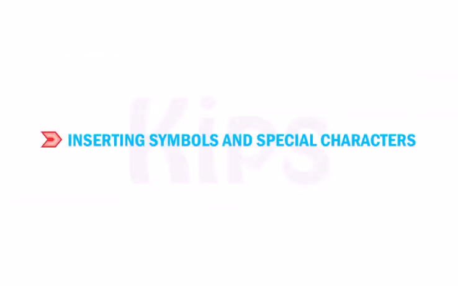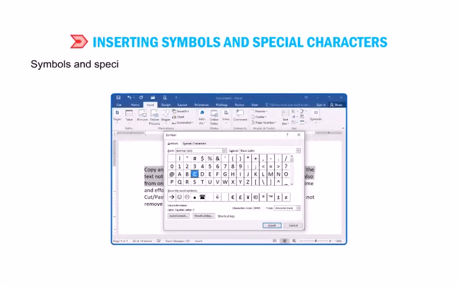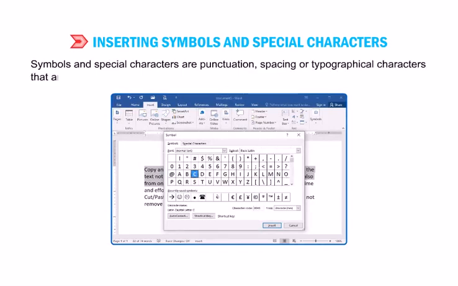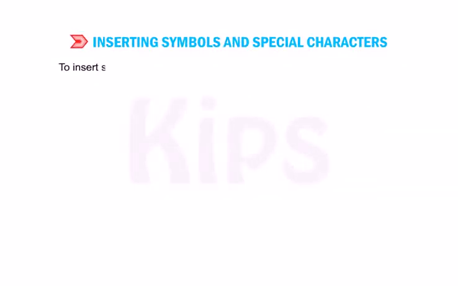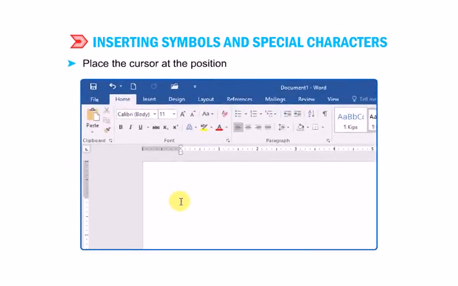Okay, let us learn to insert symbols and special characters. Symbols and special characters are punctuation, spacing or typographical characters that are generally not available on the standard keyboard. To insert symbols and special characters in a document, follow these steps. Place the cursor at the position where you want to insert a symbol.